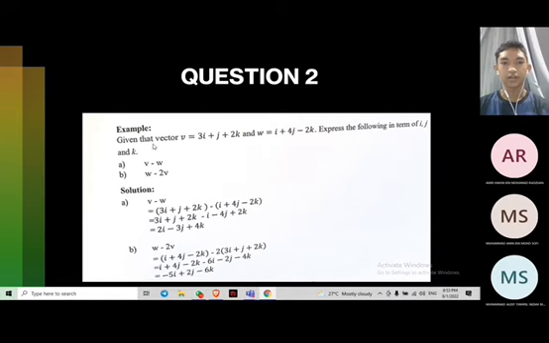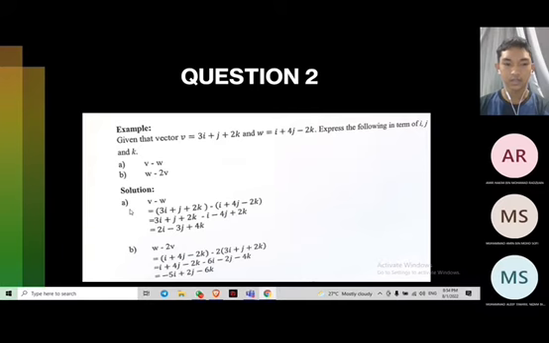Contohnya, given the vektor V sama dengan 3i tambah j tambah 2k and w sama dengan i tambah 4j tolak 2k. Express the following in term of i, j and k. Soalan pertama, A, V tolak W, yang B, W tolak 2V. Solutionnya, V tolak W sama dengan dalam kurungan 3i tambah j tambah 2k, dalam kurungan i tambah 4j tolak 2k dalam kurungan, sama dengan 3i tambah j tambah 2k tolak i tolak 4j tambah 2k sama dengan 2i tolak 3j tambah 4k.